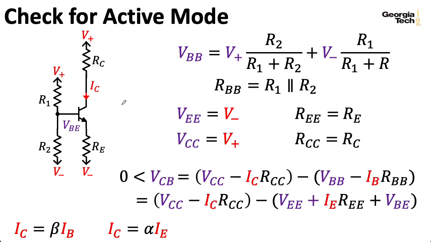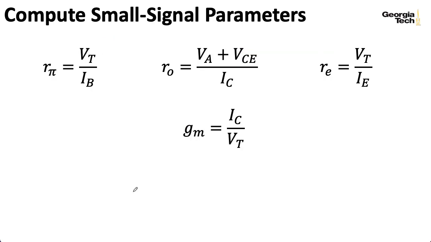Now, it's also good hygiene to make sure that your circuit is actually acting in the active mode. And for that, we can have this strategy where we also compute a Thevenin equivalent circuit looking out of the collector. And then we can substitute these expressions into this expression for the voltage between the collector and the base and make sure that that's positive. Again, that's something that we looked at in a previous lecture. So let's assume you've figured out IC. Let's assume that you've checked to make sure everything's working in the active mode. Then you can proceed with a small signal analysis.